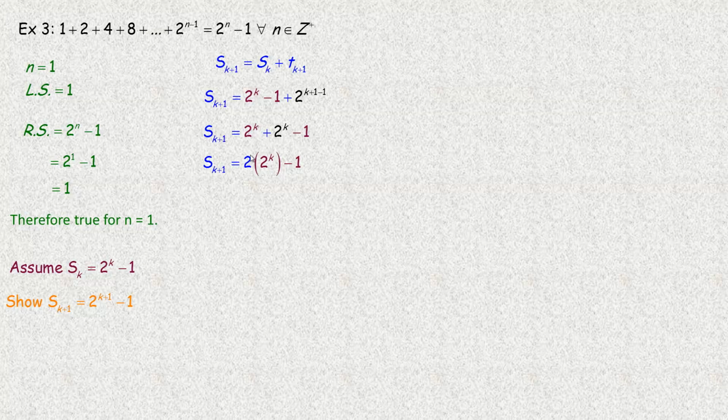And the reason I want to do that is because I can write that 2 as 2 to the first, and I'm actually multiplying two powers with the same base. And so I can write this as 2 to the k plus 1. So this is the 2 to the k plus 1 part, minus 1. So that is equal to 2 to the k plus 1 minus 1, which is what we're asked to show. So the sum of the first k plus 1 terms is always going to be 2 to the k plus 1 minus 1. So it's true for n equals k plus 1. So the proof is complete.